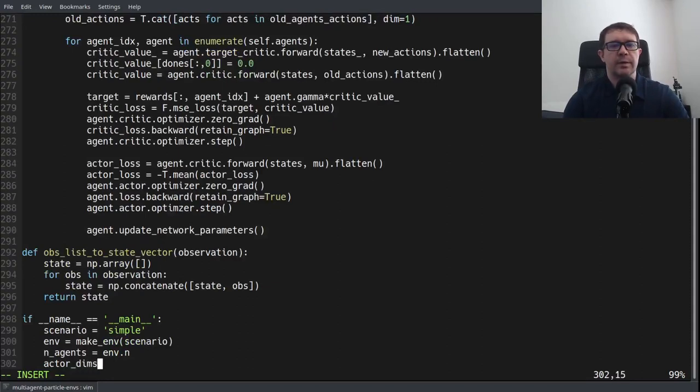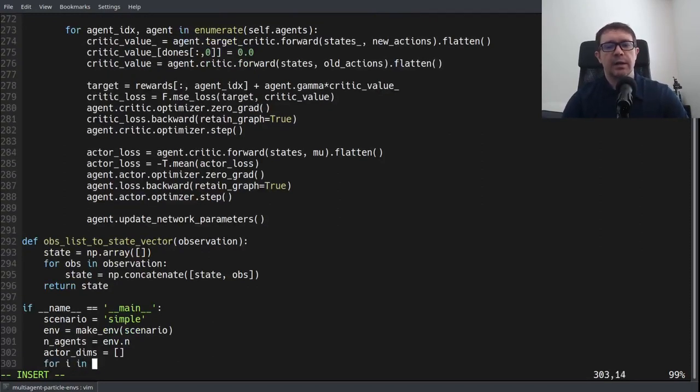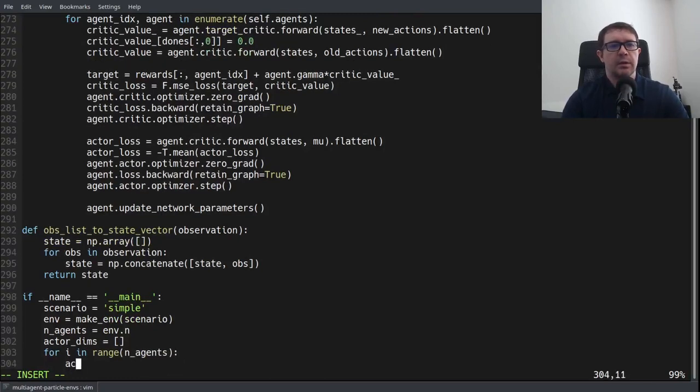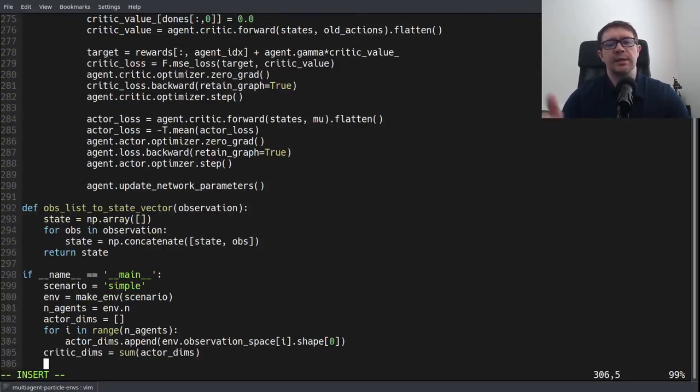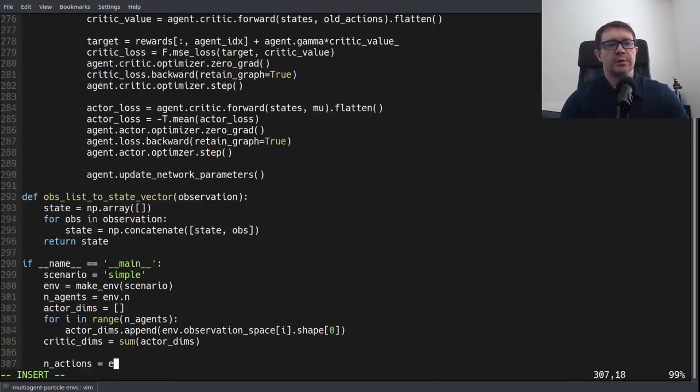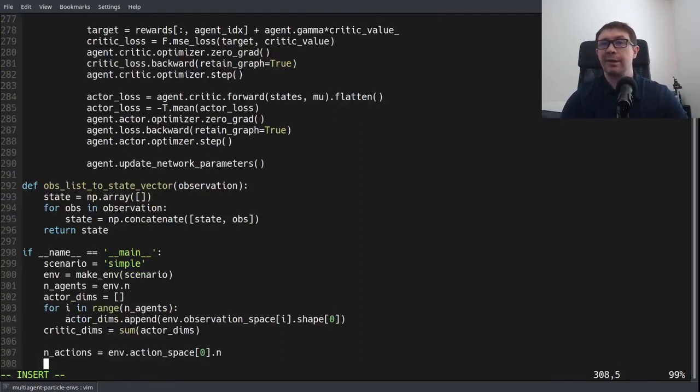We want to get our actor dimensions as an empty list, and say for i in range n agents, actor dims dot append env observation space sub i dot shape sub zero. So we iterate over each agent's observation dimensionality. Then our critic dims is just going to be the sum of each individual's actor dims. So you'll have 8, 10, and 10 for the three actors, and then 28 for the critic. Then we need our number of actions, env action space 0.n. Here I've assumed they all have the same number of actions. This will break if we have an environment in which agents have different numbers of actions.